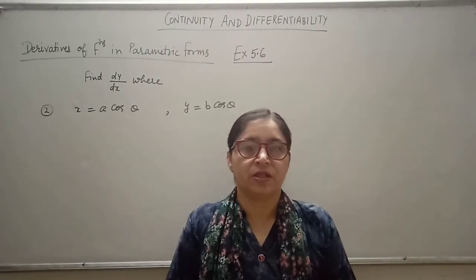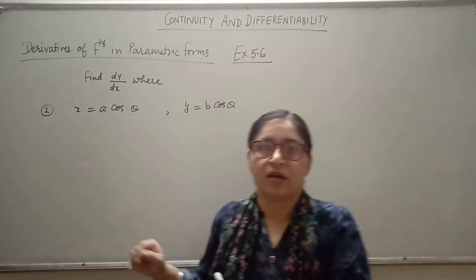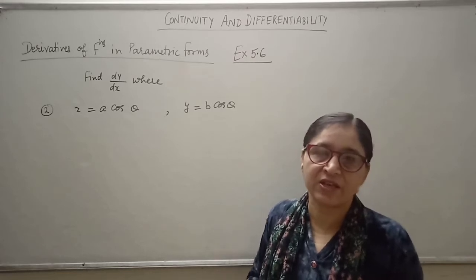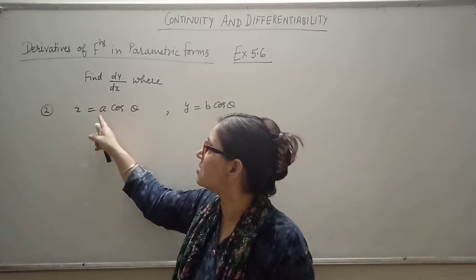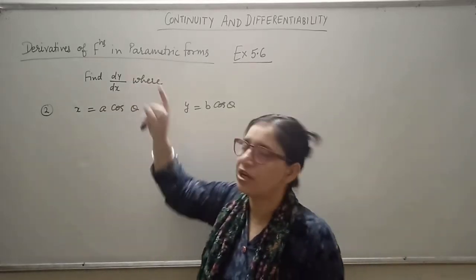And students, whatever we have derived, now we will apply that. Now I am starting the application part with exercise 5.6. In this second question, x is equal to a cos theta and y is equal to b cos theta, and we are to find out dy by dx.